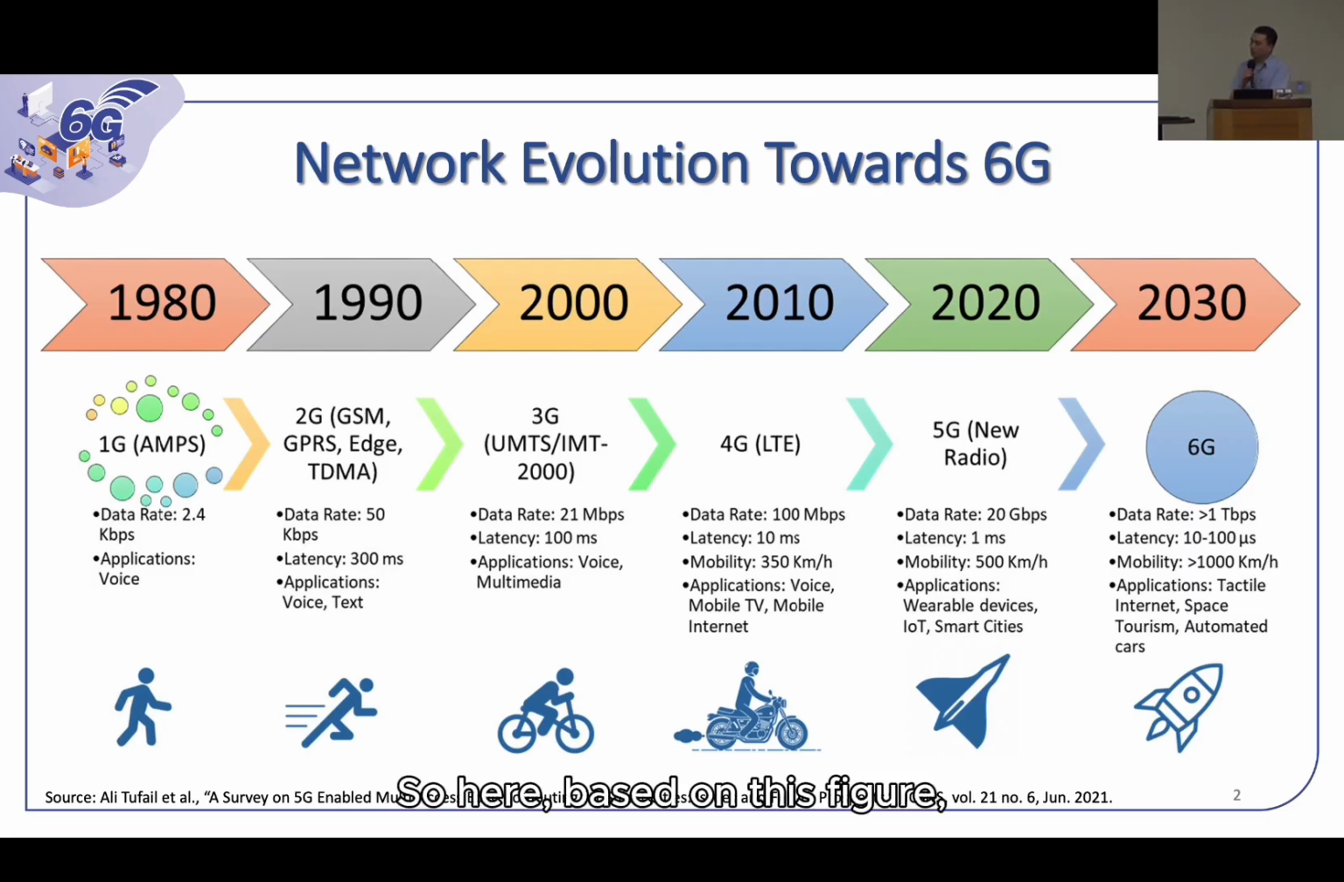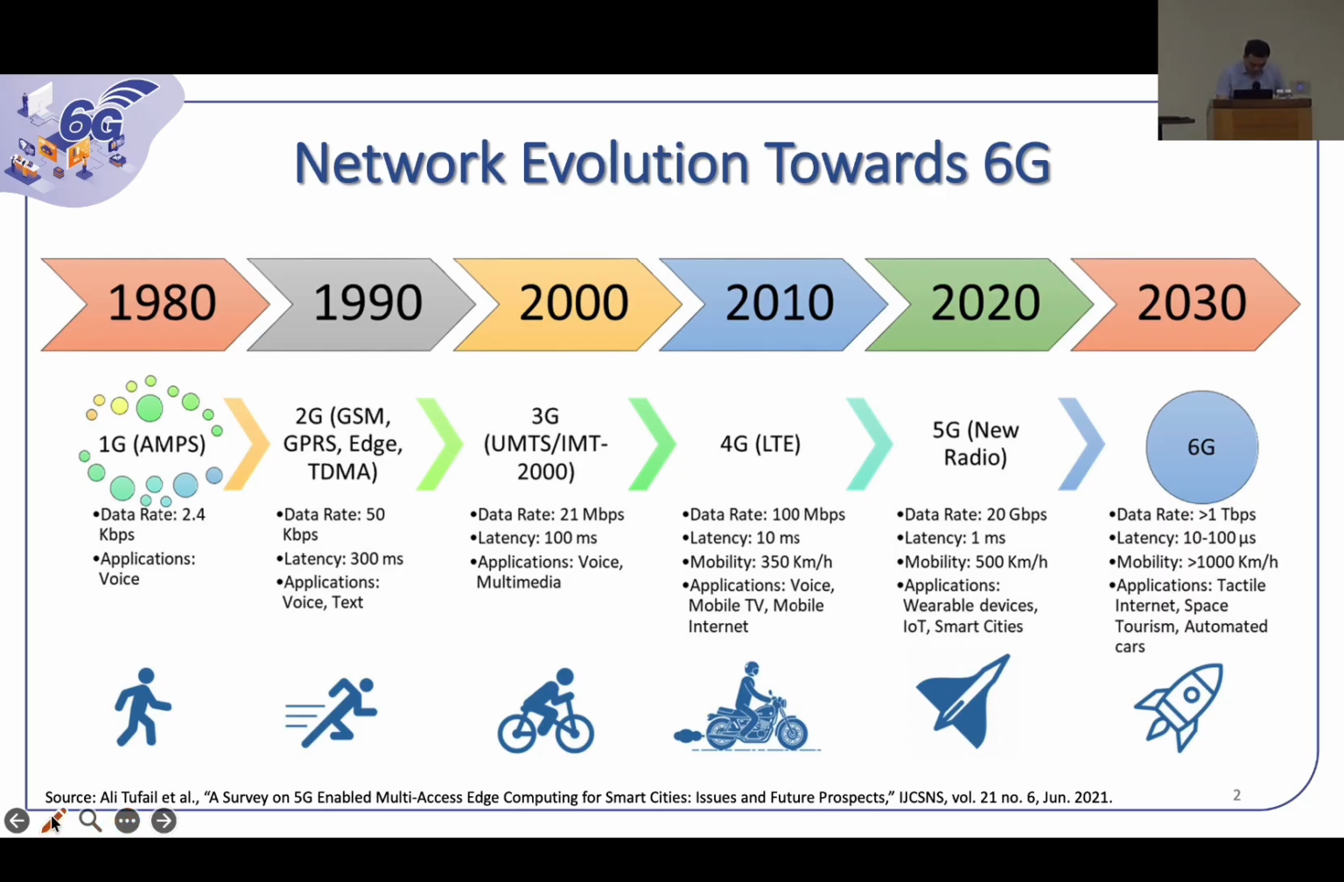Based on this figure, you can see roughly each 10 years we have one generation. Since 1980 we had the first generation, and until now, 2025, we have already reached the fifth generation. In the first two generations, the cellular network was used to support a voice solution as well as some simple text. Since the third generation, we started to have the mobile data service. This means we can access the internet.